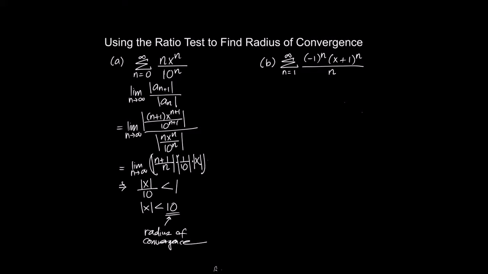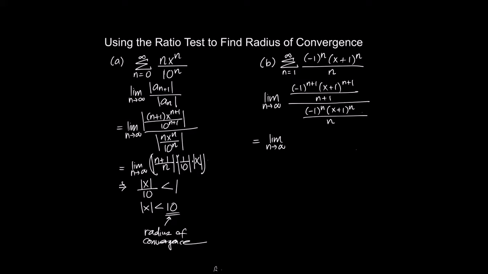Next, let's look at example B. We'll start in the same way. Anytime we see an n, we will replace it with n plus 1, all over the original expression, because that would be a sub n.